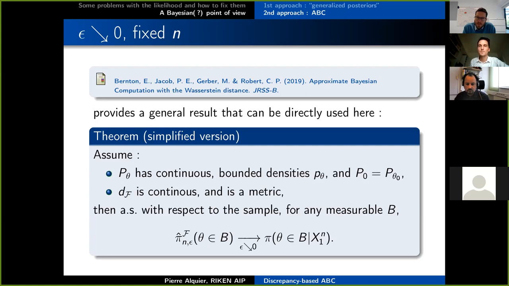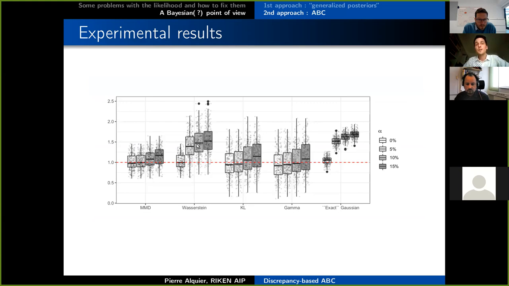We have some simulations here again, showing posteriors of MMD ABC, Wasserstein ABC, or KL ABC. Here again in the Gaussian experiment, when you go to the right, you have larger and larger levels of contamination. Essentially, when you compare to KL or to Wasserstein, when the contamination has heavy tails, we still observe that, for example, MMD with bounded kernels has very nice robustness properties.